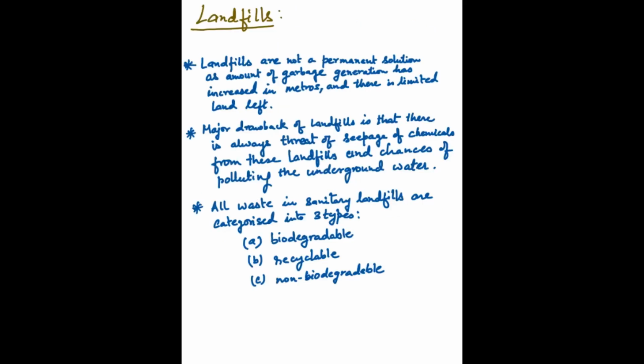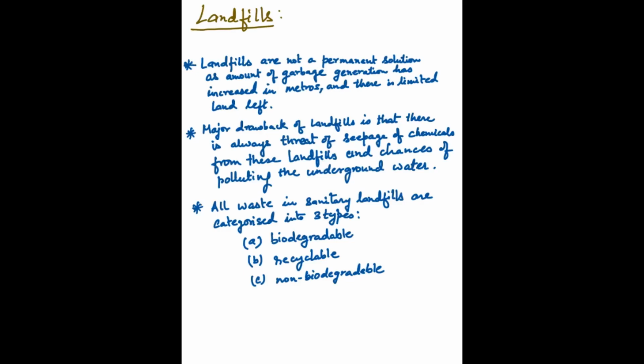Landfills are not a permanent solution because they take a lot of space, and as you see in metros, the garbage generation is speeding up very fast, and we don't have that much space. So this is a very major issue.